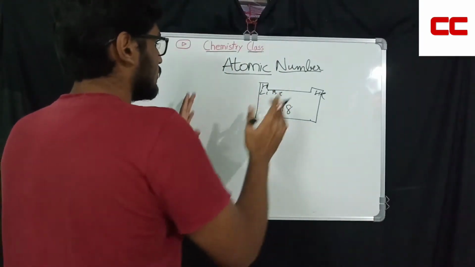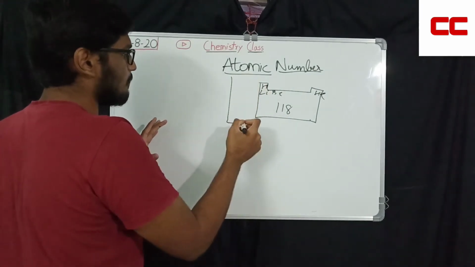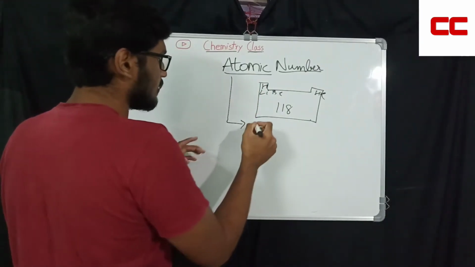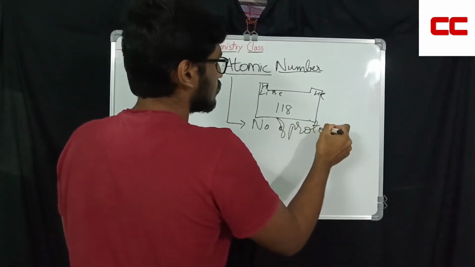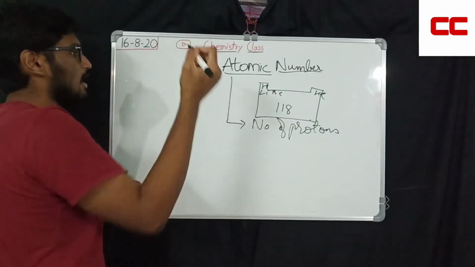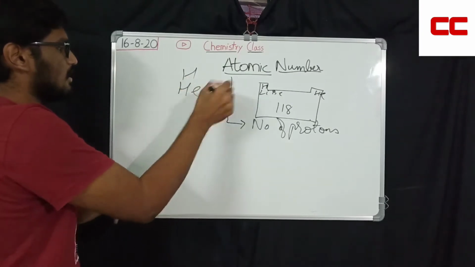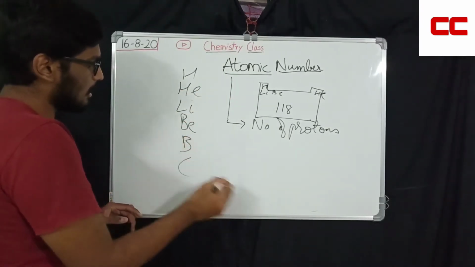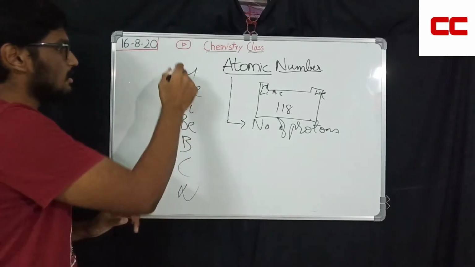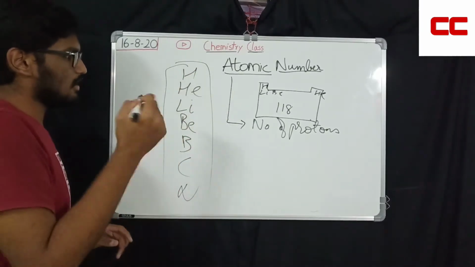So that's the thing. Now atomic number. By now you should understand that atomic number is the number of protons. So how many protons does hydrogen have? How many protons does helium have? How many does lithium, beryllium, boron, carbon or nitrogen have? All this we'll be discussing now.